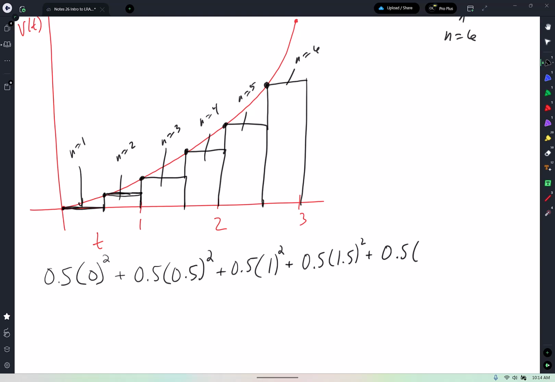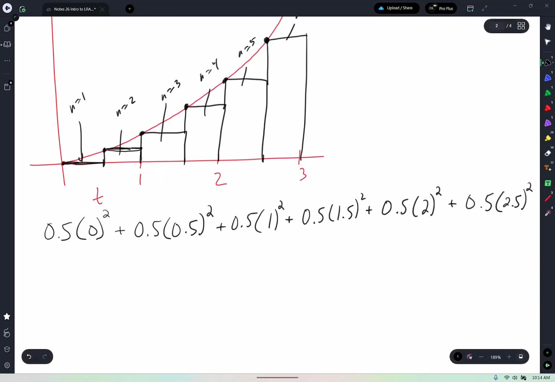0.5 again. 2 squared. 1, 2, 3, 4, 5. Okay, one more. And my last rectangle is dictated by the x value of 2.5, and I square it. All I did was width times height, guys, for all of them. Cool or not cool? All right, guys.